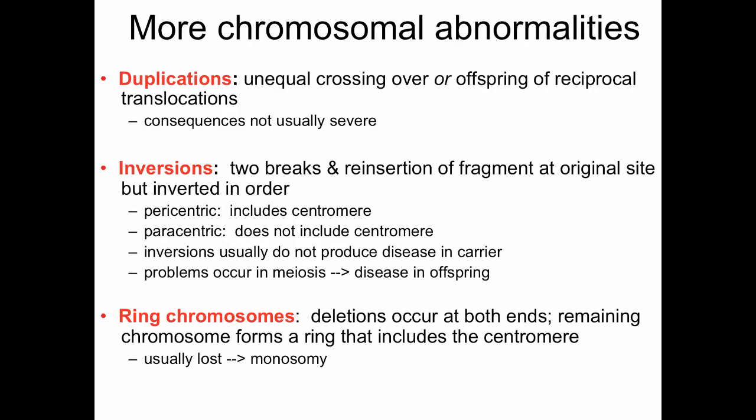More chromosomal abnormalities, you can get duplications where there's unequal crossing over or offspring of reciprocal translocations. Usually the consequences are not severe. Inversions, there may be two breaks and reinsertion of a fragment at the original site, but in an inverted order. So you can have pericentric inversions, which include the centromere. Paracentric inversions do not include the centromere. Inversions usually do not produce disease in a carrier, but there may be problems in meiosis and disease in the offspring. And you can have ring chromosomes.